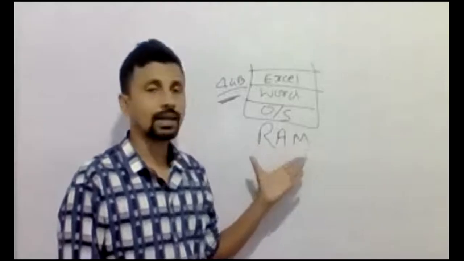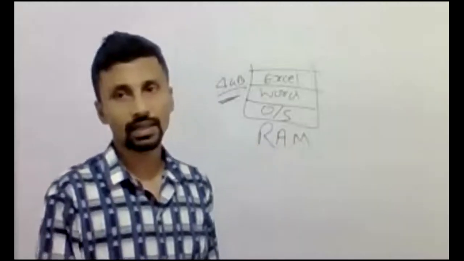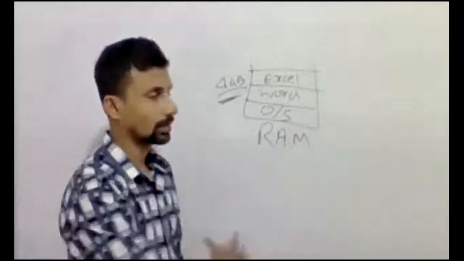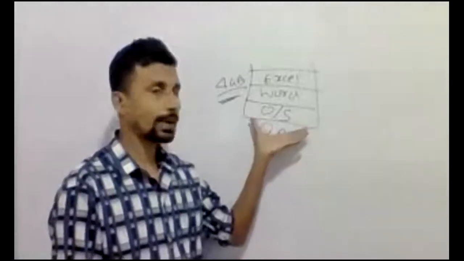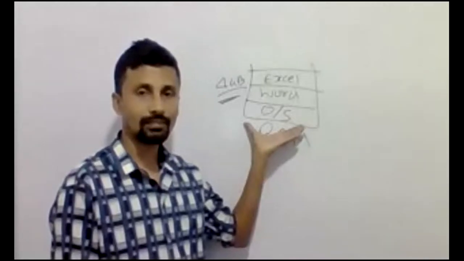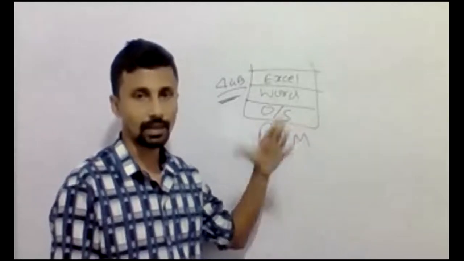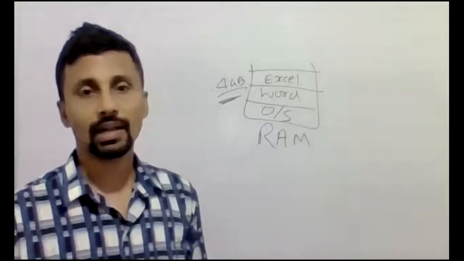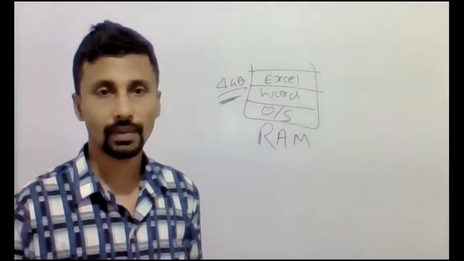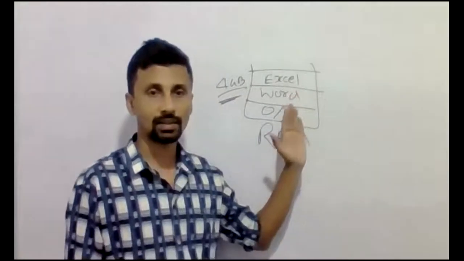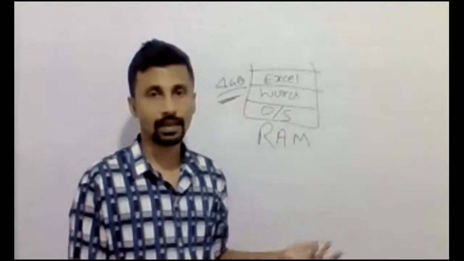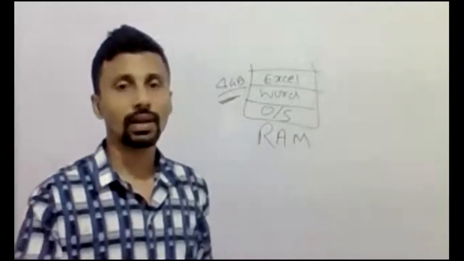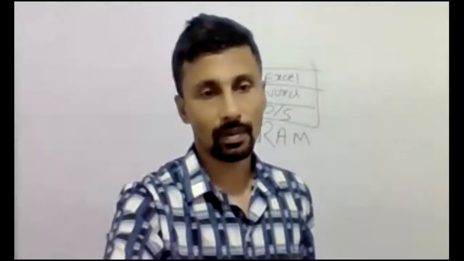So all the currently working programs will be loaded to the RAM. Even without your knowledge, the operating system will be the first program loaded to the RAM. The keyword is that it is compulsory to load into the RAM. But as I told you, when the power goes, everything in it is lost. That is what we called volatile memory.